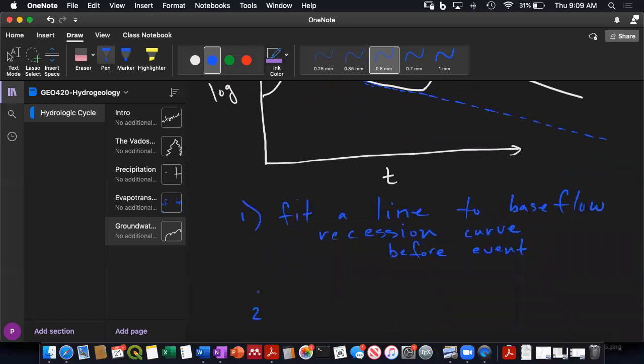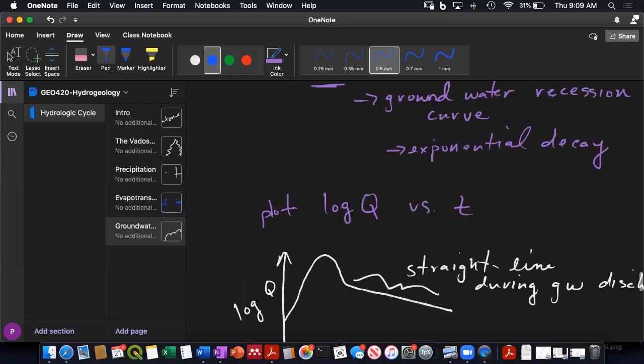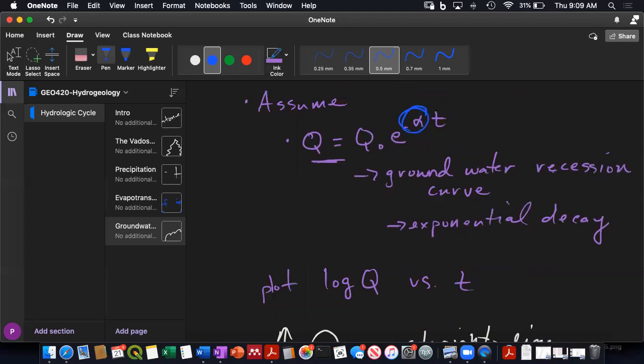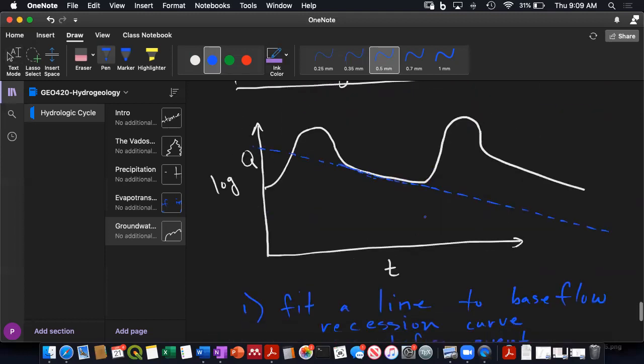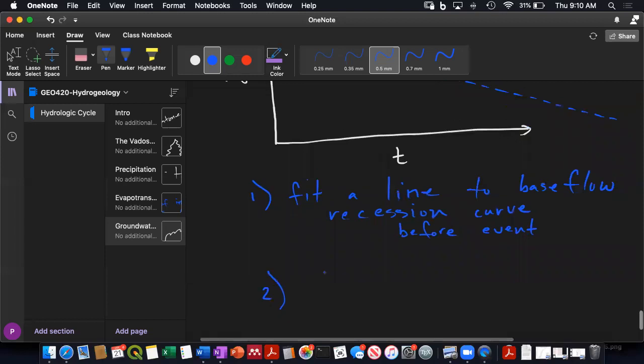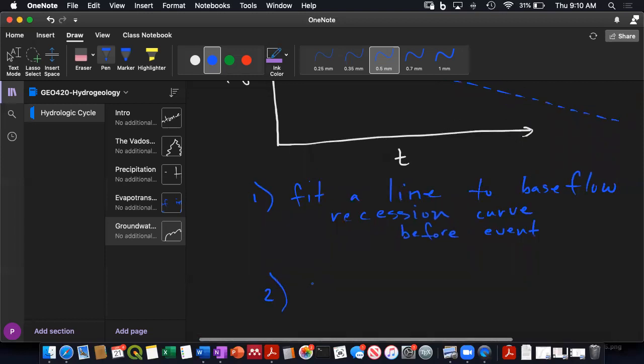Okay, now we want to calculate. So the slope of that line has something to do with this guy. If I plot this in log space, the slope of that linear line will be something to do with this recession constant. So what we're going to do is fit this line and calculate the slope. And we calculate the slope, or the recession index.